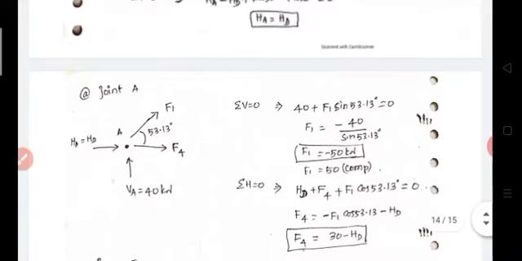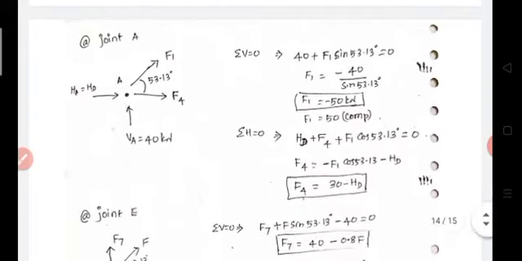So apply the vertical equilibrium equation. 40 is in the upward direction, then plus F1 sine 53.13 in the upward direction. So finally F1 is equal to minus 50. The minus sign shows our assumed direction is wrong. Initially I assumed it is tensile in nature, but actually it is a compressive force.